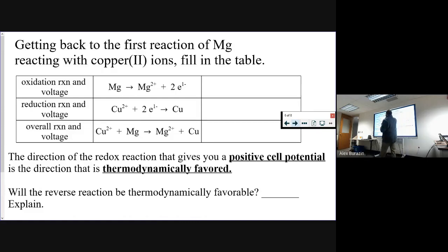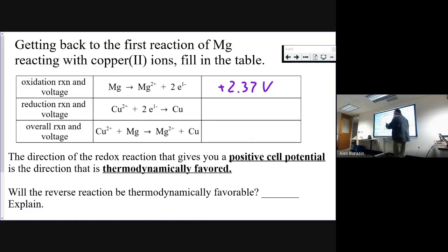What would be the oxidation potential of magnesium based off of this? Positive 2.37. When you look it up, they're all written as reduction, so it's negative right now, but we're not using it as reduction, we're using it as oxidation. We flip the sign. The next one, copper being reduced. What's the reduction potential of copper?